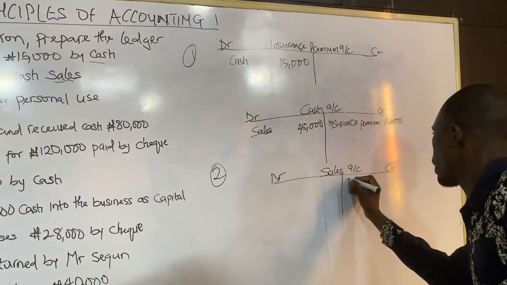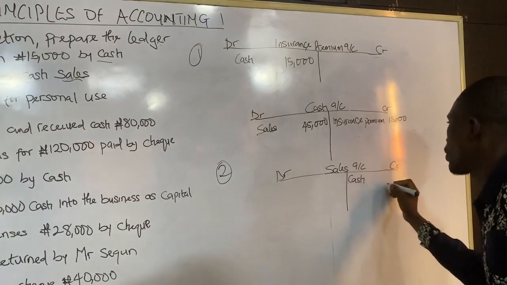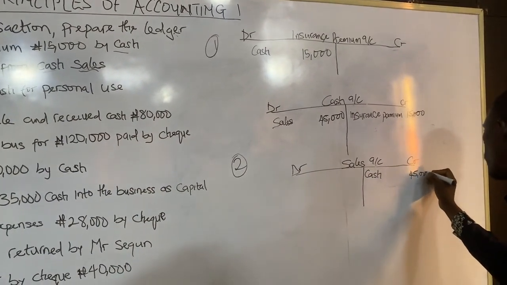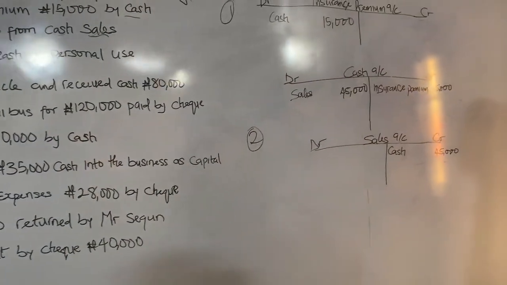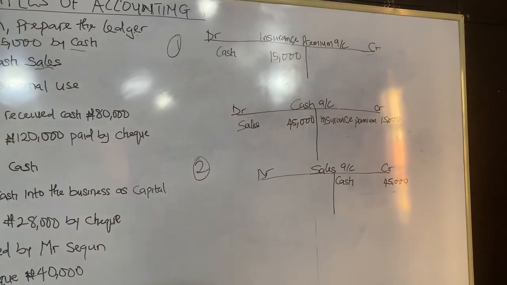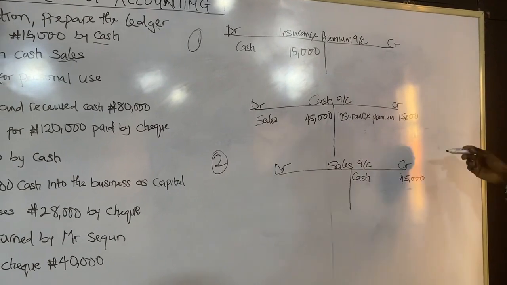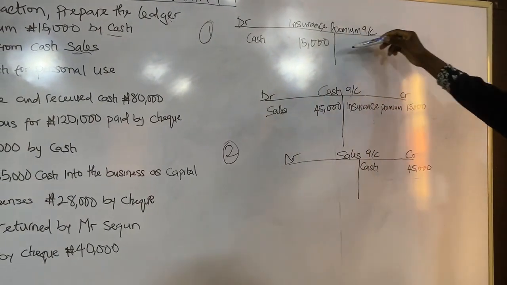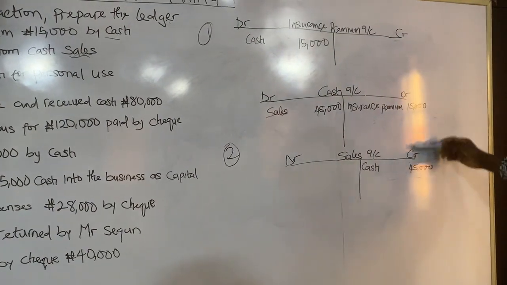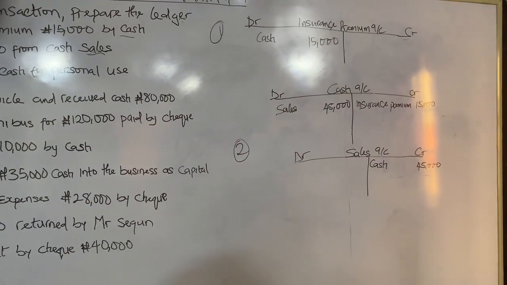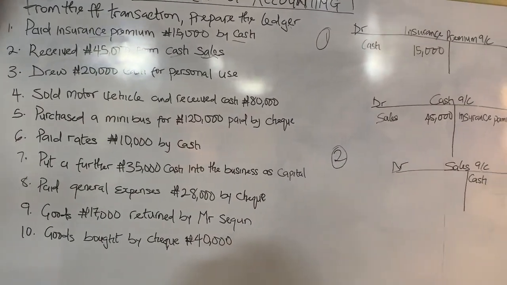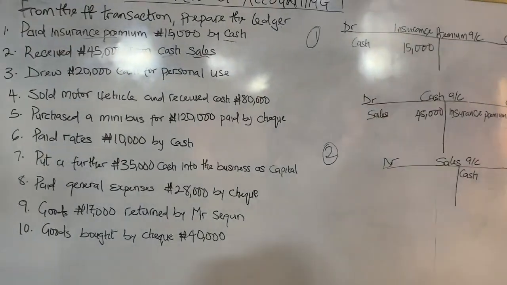Then we come here, cash, 45,000 naira. So you can see for every debit entry, there's a corresponding credit entry. Number three, drew 20,000 naira cash for personal use.